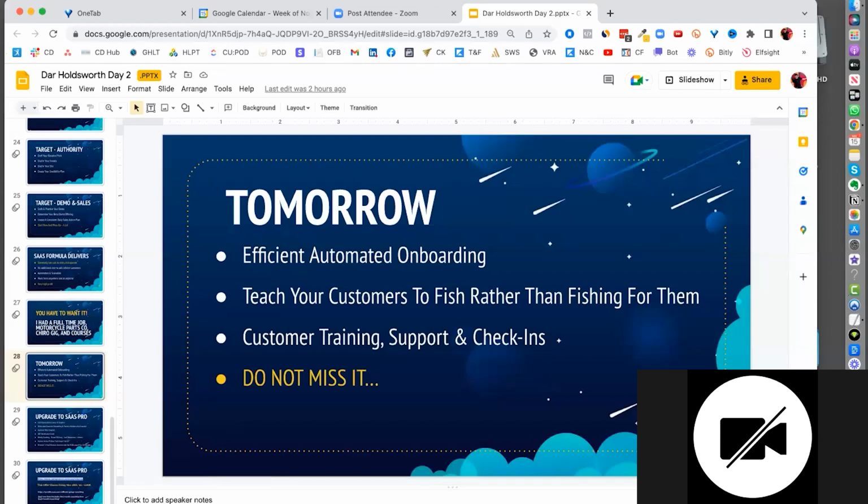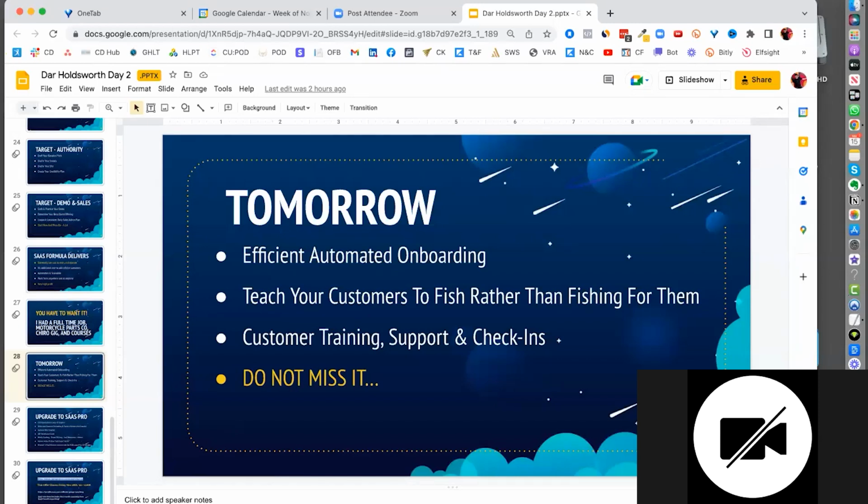Okay, so tomorrow we're going to talk about efficient automated onboarding, because you want people to have wins and feel good right out of the bat. Most people who are going to cancel will do it in the first 24 hours. Buyer's remorse sets in at 24 to 48 hours, so you need to do a good job right from the start. We're going to help you do that efficiently, and to teach your customers to fish rather than fish for them. I'll tell you more about that tomorrow. Trust me, you want them to know how to fish.